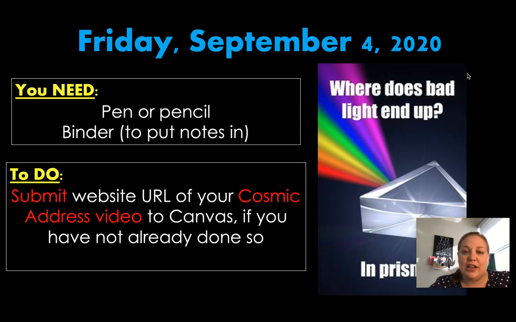For class today, you are going to need a way to take your electromagnetic spectrum notes. So if you print them out, that is fine. Just be sure that you have a pen or a pencil ready. If you are going to take your notes digitally, I would recommend that you create a split screen if at all possible, and have this PowerPoint on one side and have your notes open in the other.